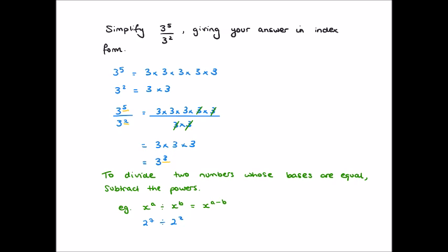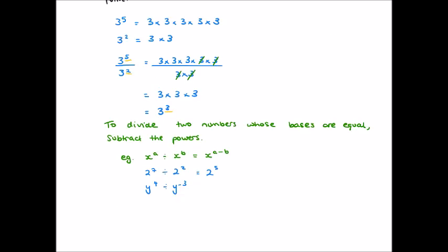For instance, 2 to the power of 7 divided by 2 squared will be 2 to the power of 7 minus 2, which is 2 to the power of 5. As we saw earlier, this holds for algebraic expressions. So y to the power of 4 divided by y to the power of negative 3 would be y to the power of 4 minus negative 3, which is 4 plus 3, which is 7. So it'd be y to the power of 7.